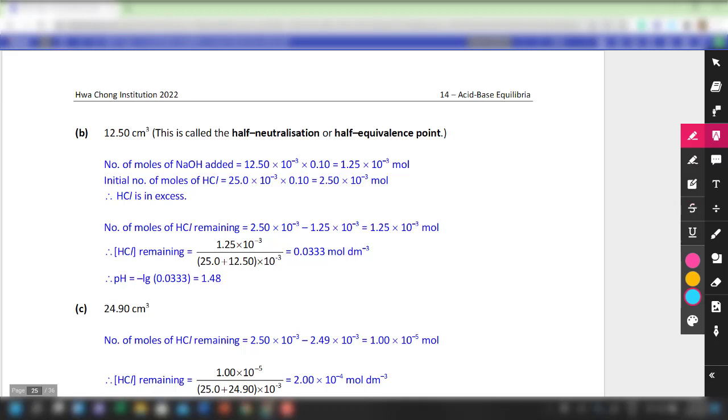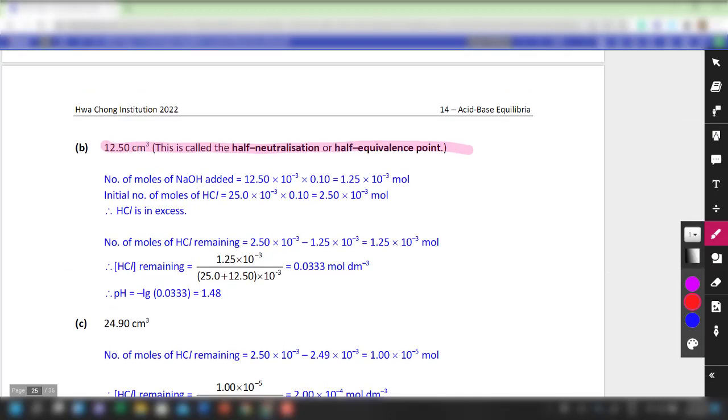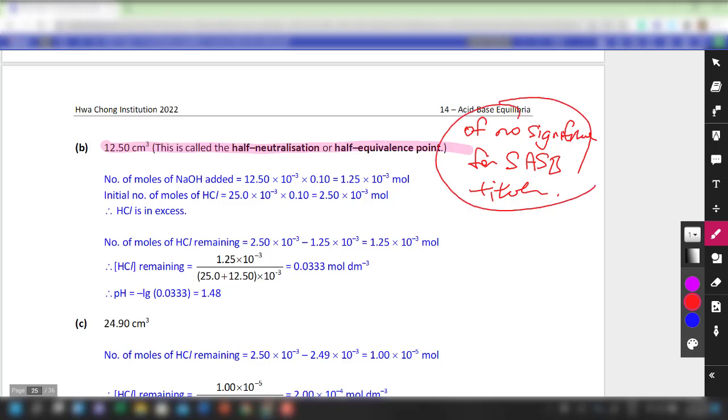This half equivalence point, maybe you want to just pay attention to it. It is actually of no significance for strong acid, strong base titration. So maybe I just emphasize, of no significance for strong acid, strong base titration. Okay, I think you guys need to pay attention to this.